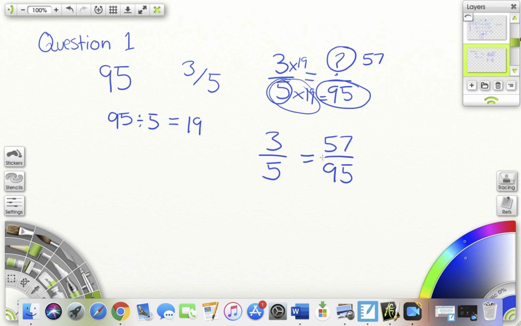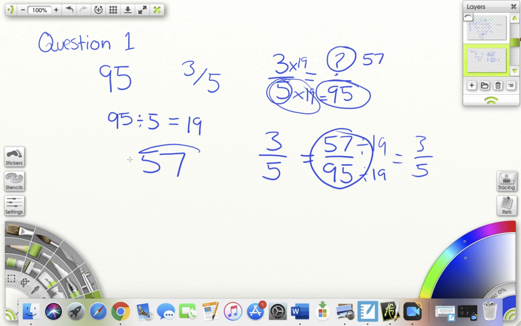How can I tell that I got it right? Well, I divide these both by 19, the same number that I got here. Divided by 19, will it give me 3/5? It will in this case. So that's how I know how many is 3/5 of 95 kids. So in this case, 57 kids went to holiday parties. So that's question one.